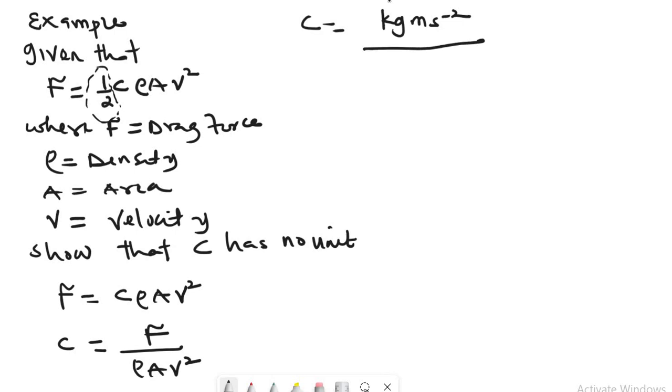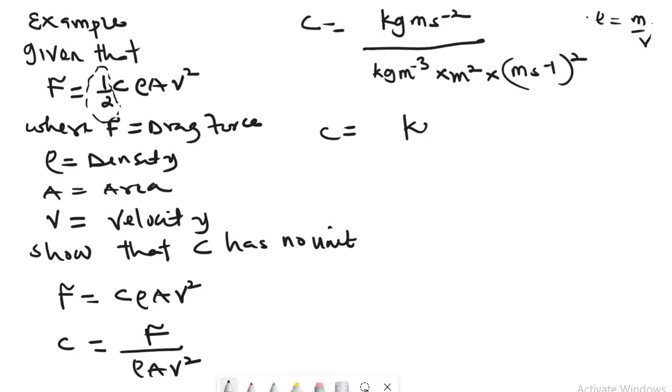Density is mass over volume, right? We know density is mass over volume. That's kilogram per meter cube. Area is meter square. Velocity is meter per second. You know, in the formula it has square. At the end of the day, we have C equal kilogram meter per second square all over kilogram meter cube times meter square s minus 2.